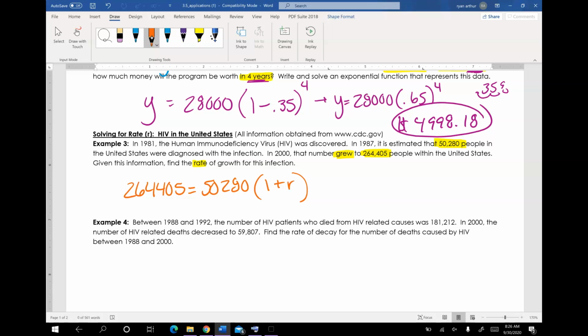But let's think about it. It started in 1987 and it went to 2000. How many years have passed between 2000 and 1987? 13 years. So my t would be 13. Okay, 13 years have passed. So that's going to be my time. So sometimes they're going to give you the dates and you have to calculate your time.